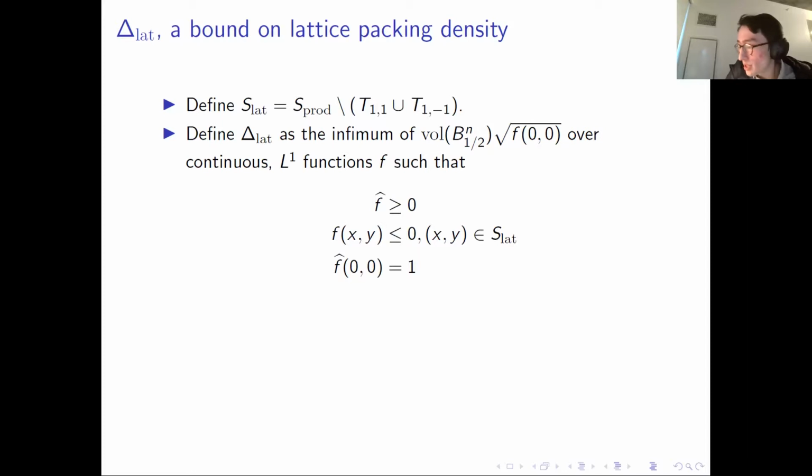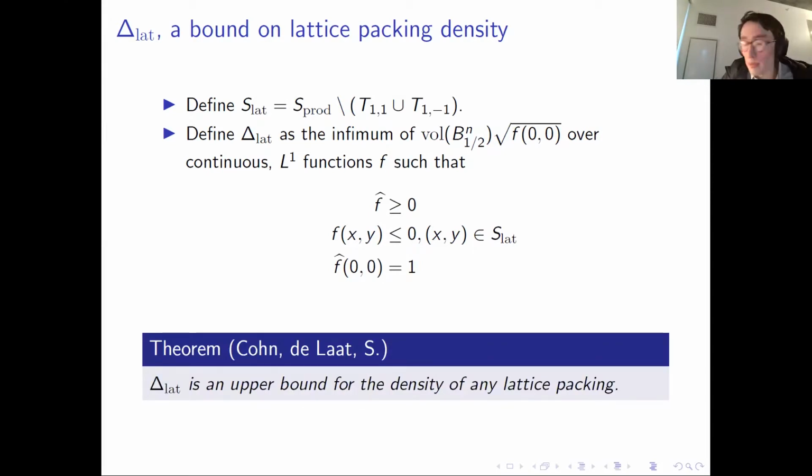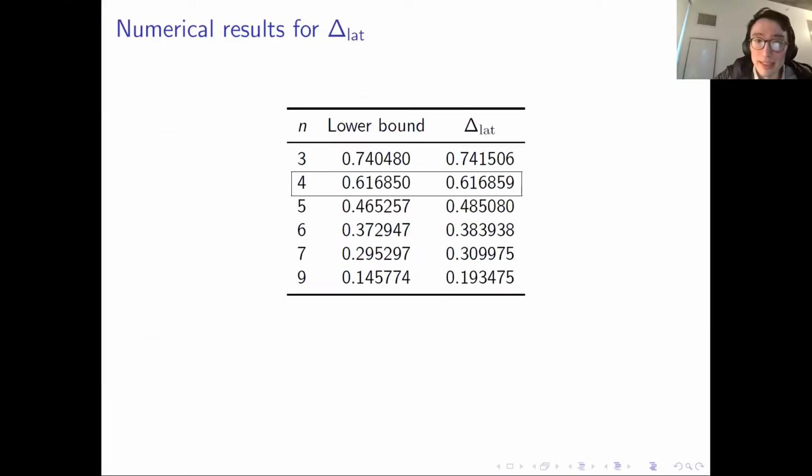So we can use techniques similar to what we use for the 3-point bound, but we don't need to truncate anymore. So some of the technicalities are less onerous. And so this is an upper bound on the density of any lattice packing, and we can numerically compute it. So what do we get? Here's a table with some numerical results.